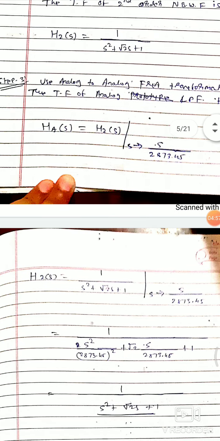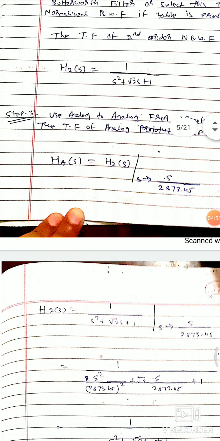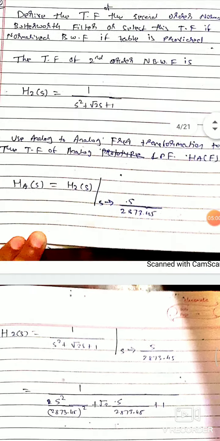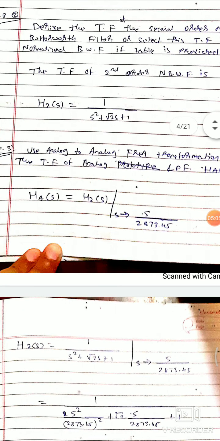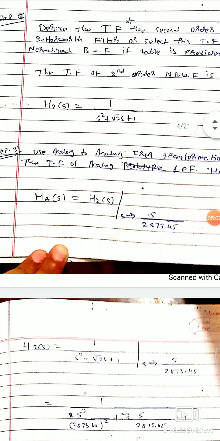So here I'll directly select, which is already done. So H of s is equal to H2 of s, which is 1 by s square plus root 2 s plus 1, derived in the previous section. We'll directly take this. So now I know this is the second order normalized Butterworth filter transfer function.